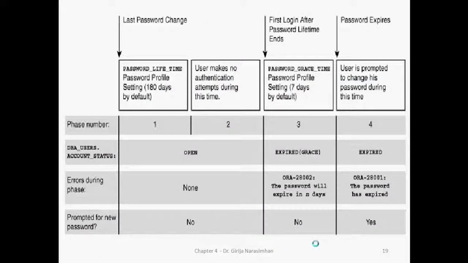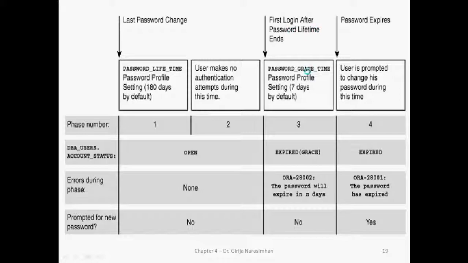Now we can see a summary here. Phase 1: lifetime is still available, 180 days. The user makes no authentication attempt during this. They never do any authentication, but still the grace time is there, the lifetime is there. So no problem, the password does not change. The account status is always open, not locked. So no error, no prompt for a new password.